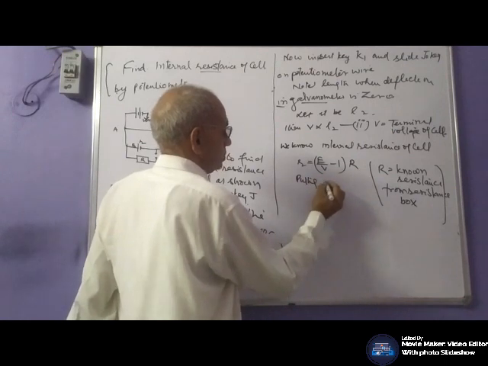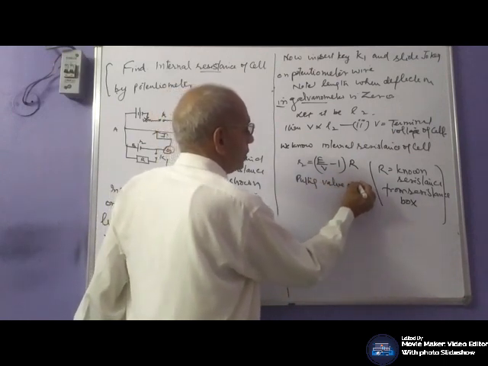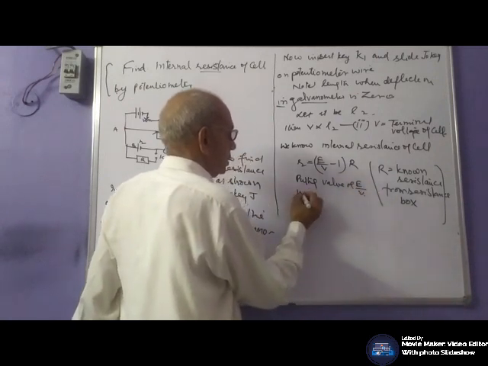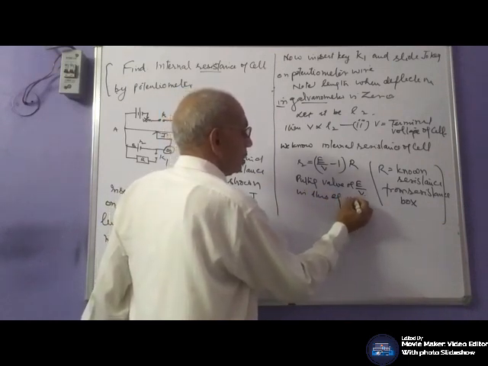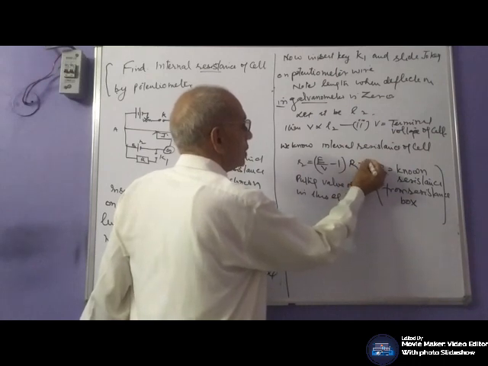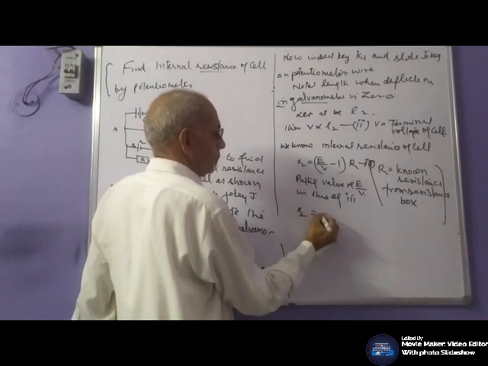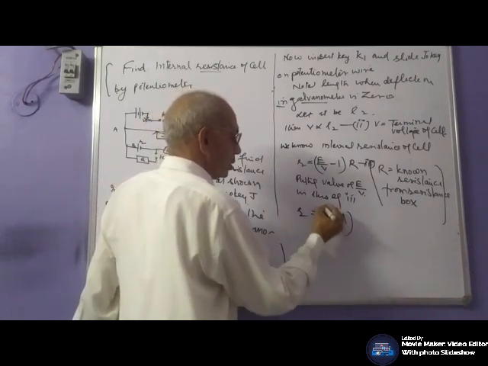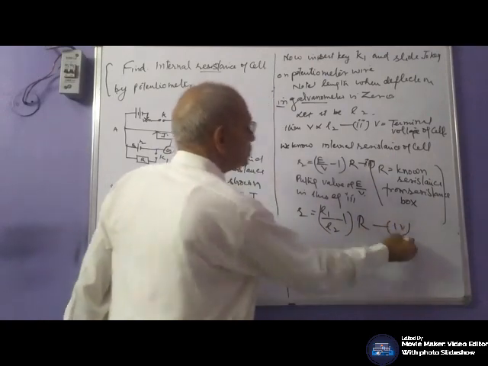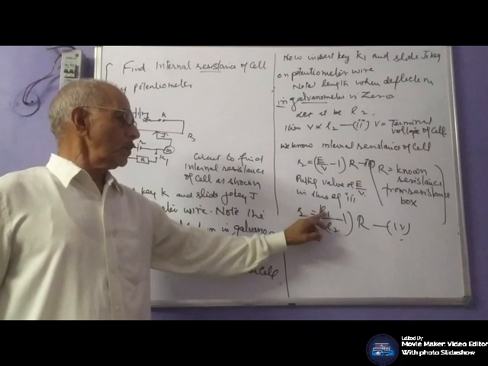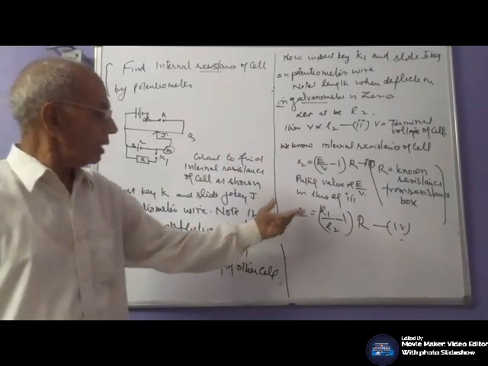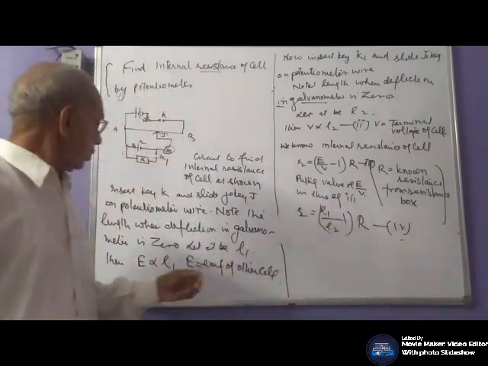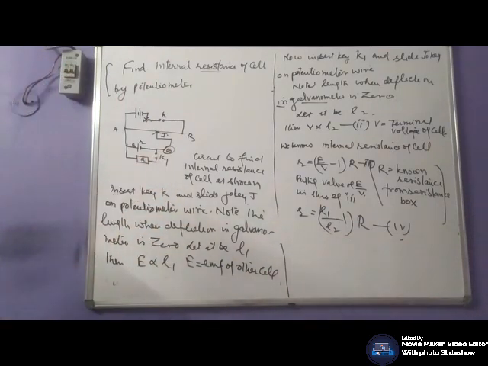Putting value of E by V in this situation, r is (L1 by L2 minus 1) R. This is known: E by V, L1 by L2. This is a known resistance from resistance box, so we can calculate what is the internal resistance of cell.